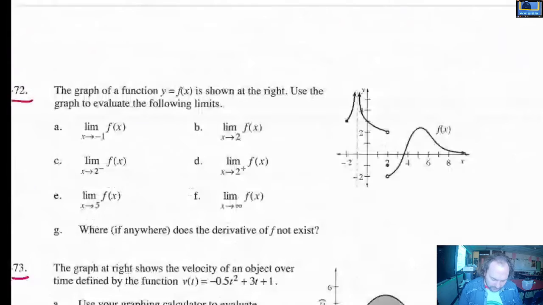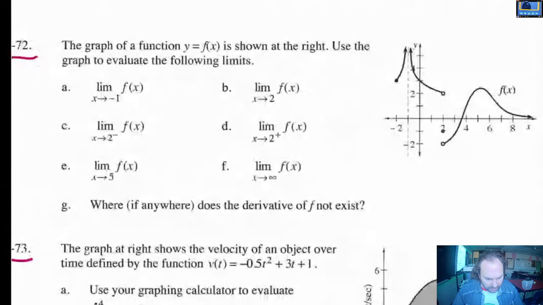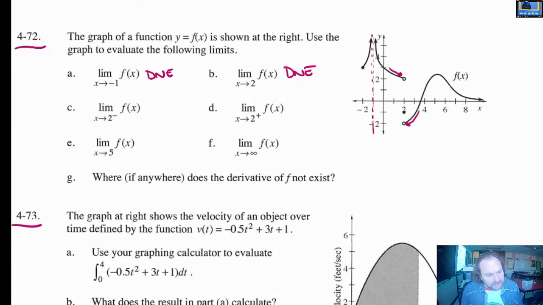Let's take a look at 472. We're going to review some limit questions really quick. This will not take us a super amount of time. The limit as x approaches -1 of f of x does not exist because of the vertical asymptote going on in that problem. So there is not a limit there. The limit as x approaches 2 of f of x also does not exist since it is approaching a different idea on the left as it is from on the right. So that's another DNE.